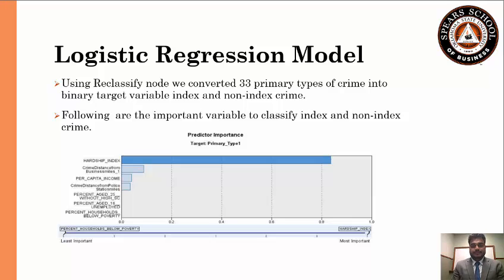As we can see in the output, which is showing the variable importance, hardship index appeared as the most important variable. Crime distance from business, in miles, appeared as the second most important variable. Per capita income was third, and percent of households below poverty showed up as the least important variable in the model.